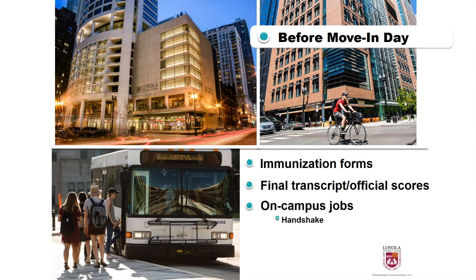We will also need a copy of your final transcripts and official test scores if you did not submit them previously. Please have your school send your final transcripts electronically or have them email the transcripts to the International Admission email address. International students also have the option of working on campus for up to 20 hours per week. Later in the spring, you can check out what jobs are available using our Handshake student job database.